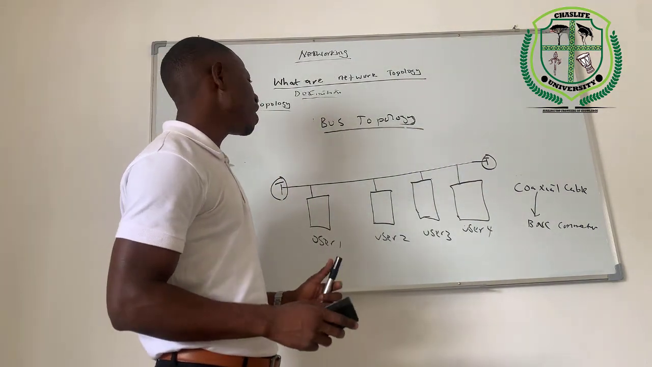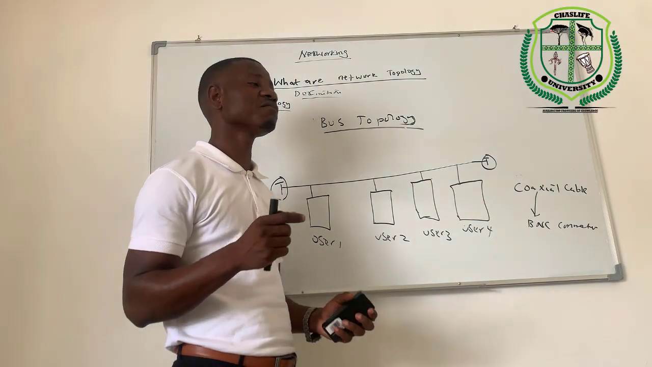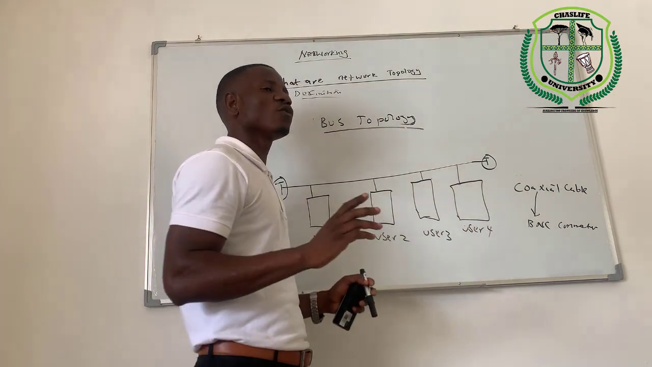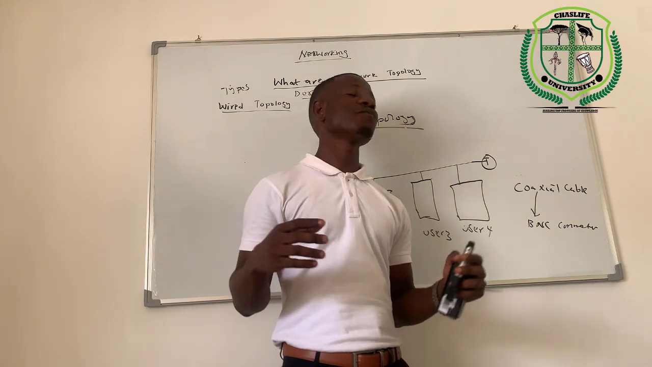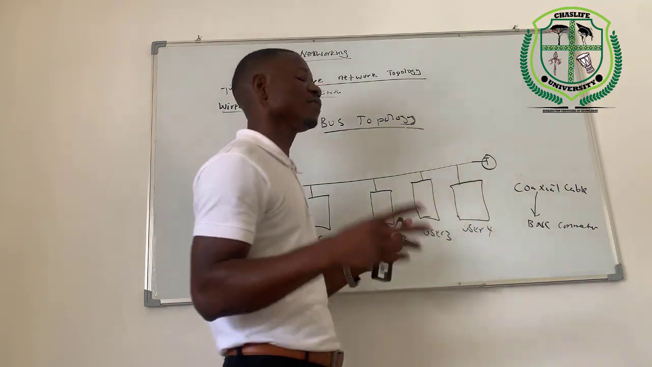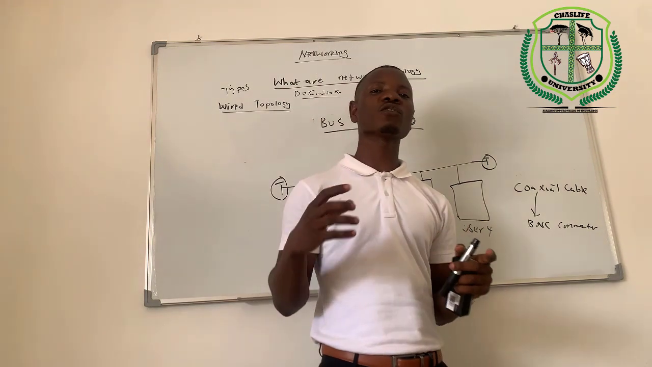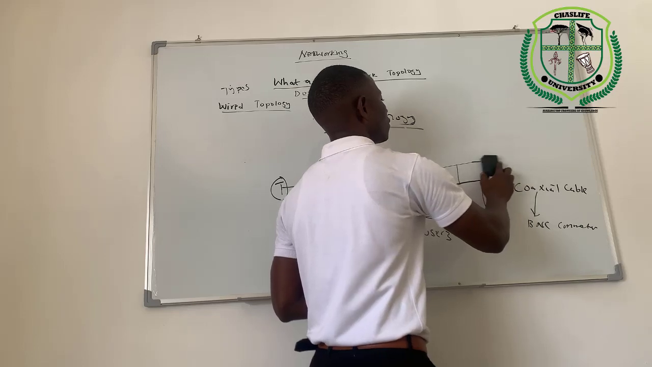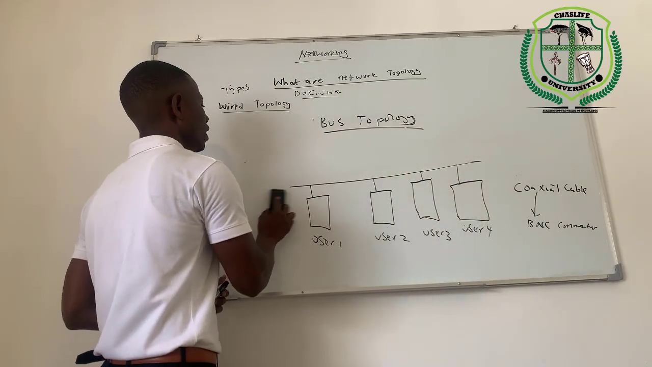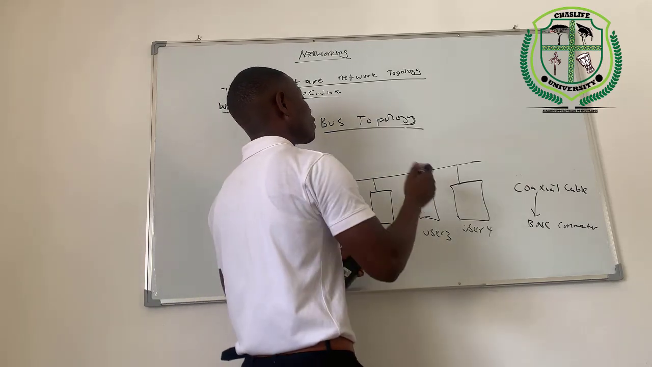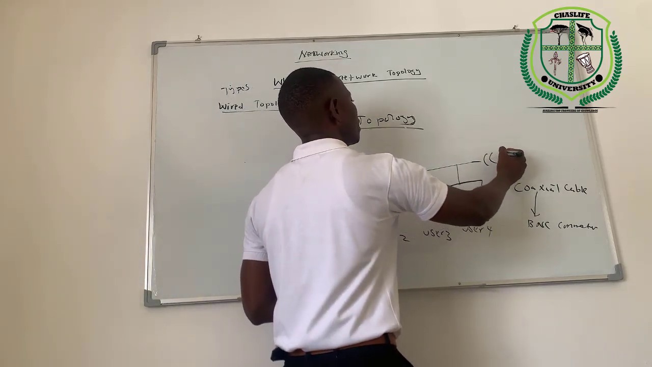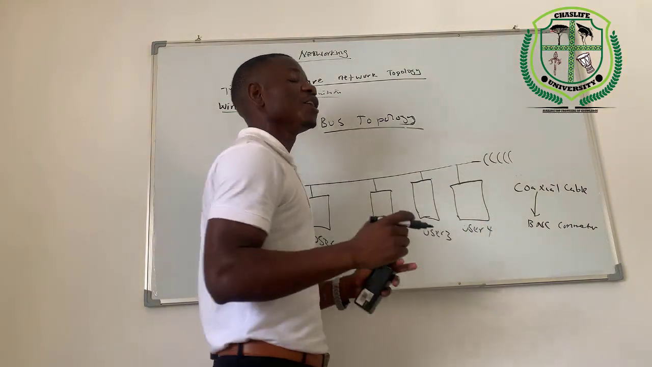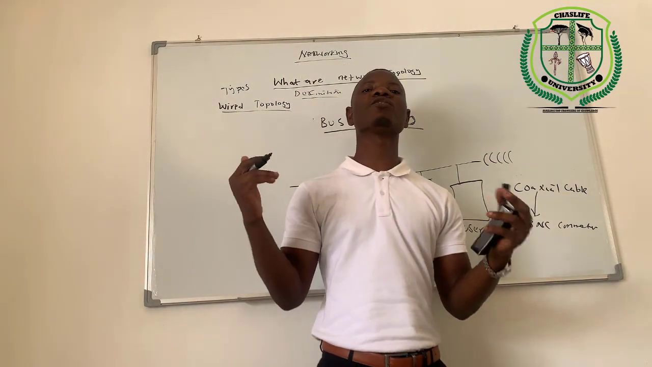Now, one of the disadvantages of bus topology is that if the terminals inserted at the end, this T and the other T, are loose, or if the terminals are not there, there will be reflections of the wave, the vibration. These reflections of the wave affect the transmission of data.